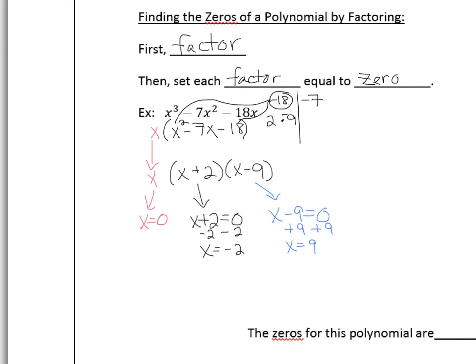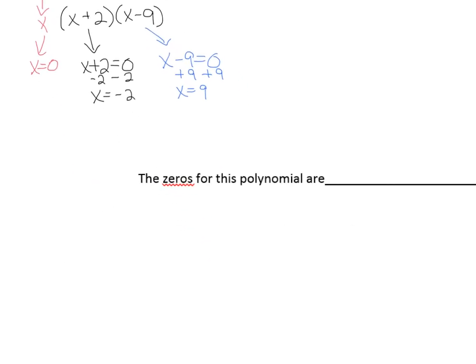So the zeros for this polynomial are x equals 0, negative 2, and 9, which again means that's where it would cross your x-axis, at those 3 points.